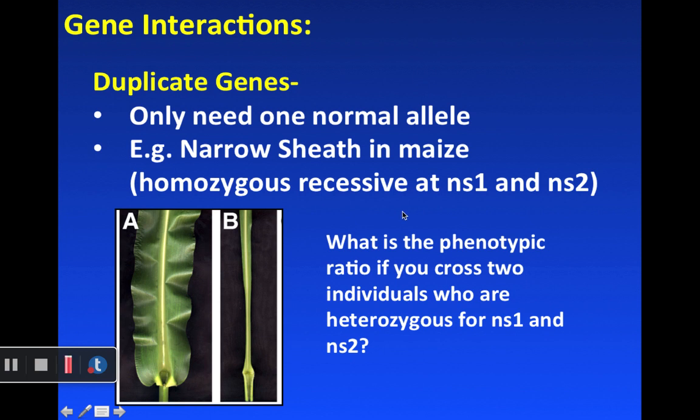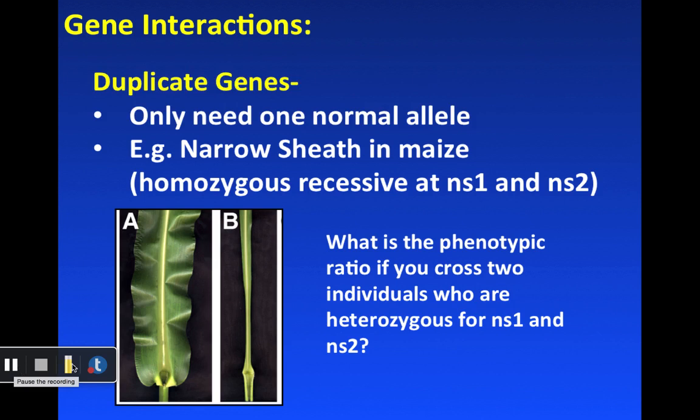These individuals, if they're homozygous recessive at these two different genes, and again you can use any letters you want, but by convention for this gene, NS1 and NS2, the two narrow sheath 1 and narrow sheath 2, if you're homozygous recessive at both of those genes, then they'll produce the narrow phenotype. If you have at least one dominant allele, then they produce the normal phenotype.